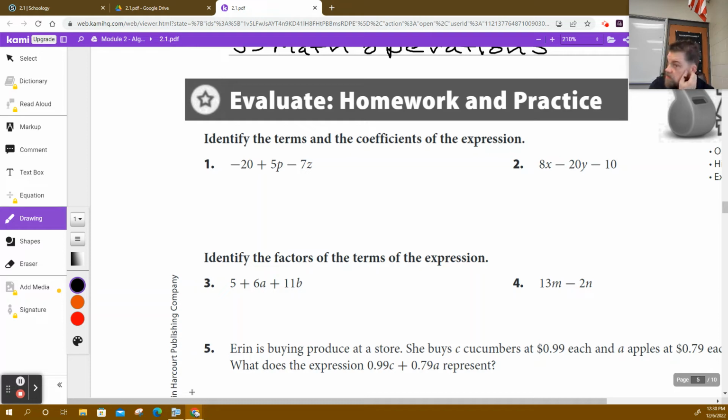All right, so let's do some homework problems and try to recap. So, real quick, you guys are going to help me with this. What are the terms? Yep, negative 20. What's another term? 5p. We're talking about the terms first, and then negative 7z. Now, what are the coefficients?